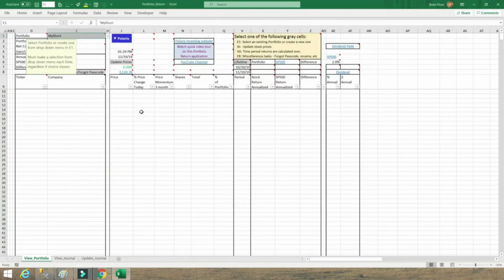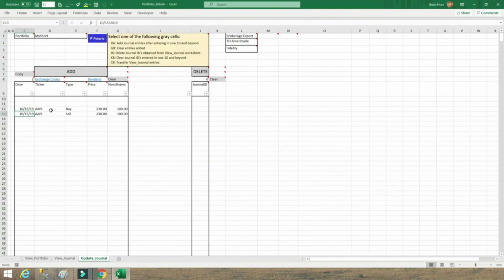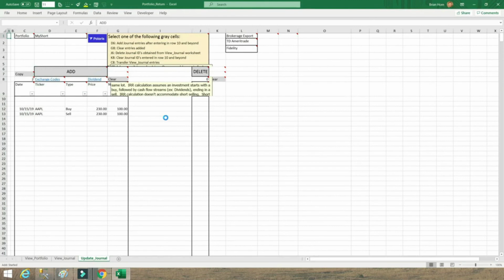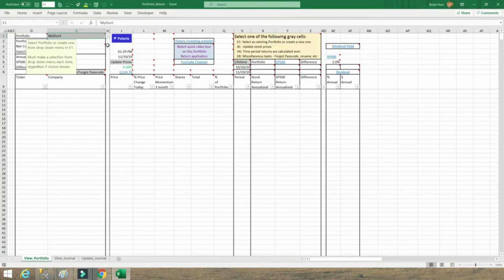To quickly show you what I'm talking about, I've created a separate portfolio here called My Short, and I've already typed in two transactions, namely this dummy buy for 100 shares of Apple, and I've also entered the actual transaction that I want to keep, which is the short sell at $230. So I go ahead and add those, and then I come back and do the refresh of the portfolio.